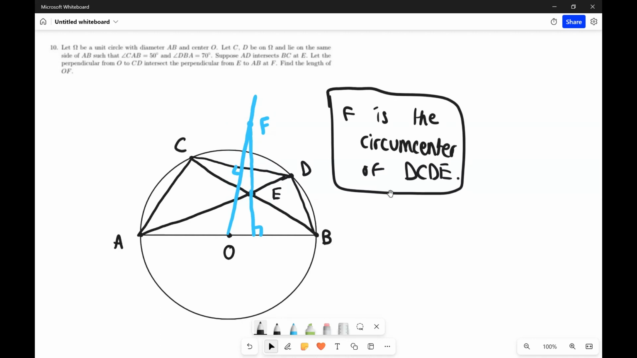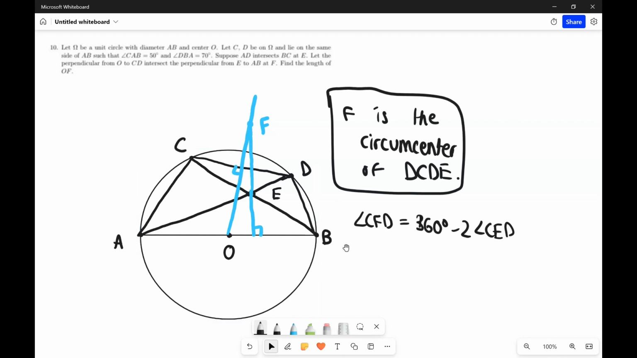Now that we know that F is the circumcenter of CDE, we can use the inscribed angle theorem to finish. So we have angle CFD. By the inscribed angle theorem, this is equal to 360 degrees minus 2 times angle CED, because CED is isosceles. And now we just need to calculate the angle CED.